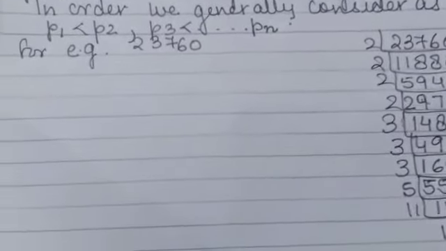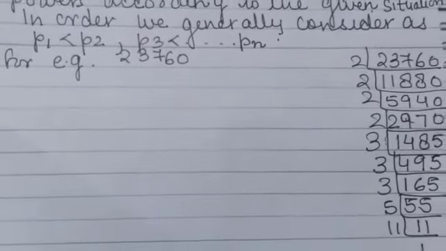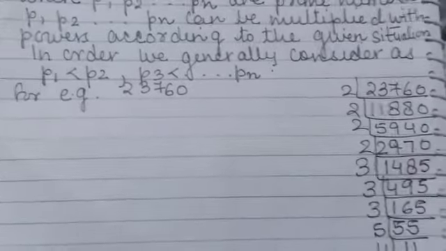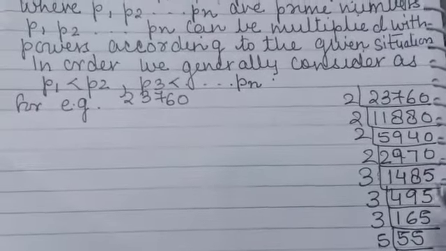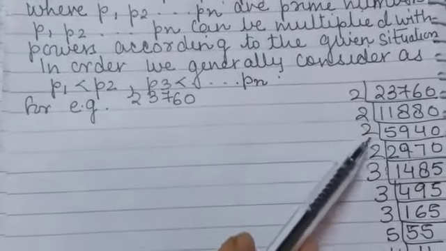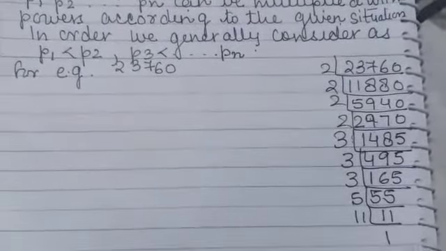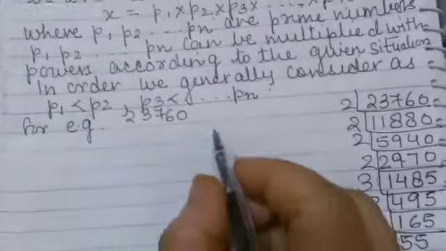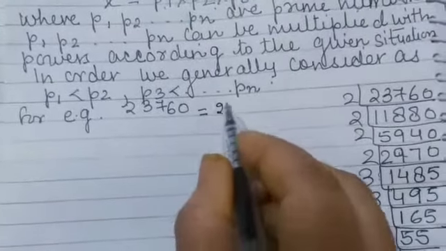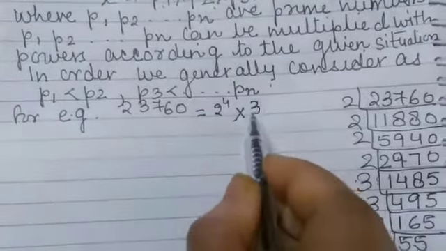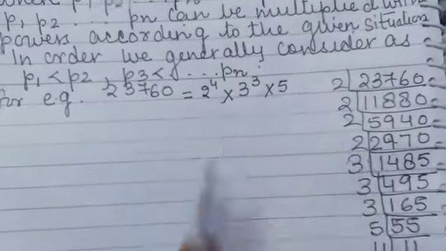See, for example, 23,760. I find its factors, like in LCM: it is 2 into 2 into 2 into 2, 3 into 3 into 3. I am finding all its factors. So 23,760 is coming to 2 to the power 4 multiplied by 3 to the power 3 into 5 into 11.